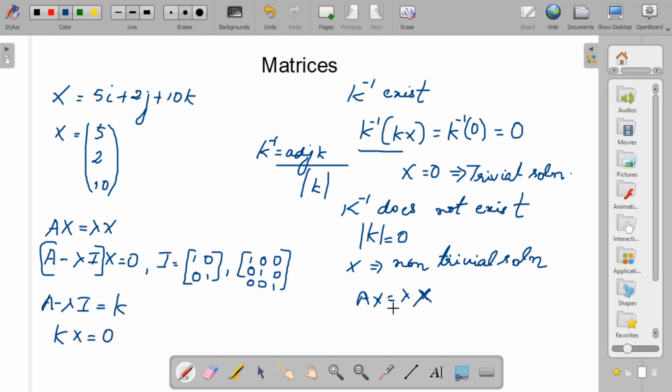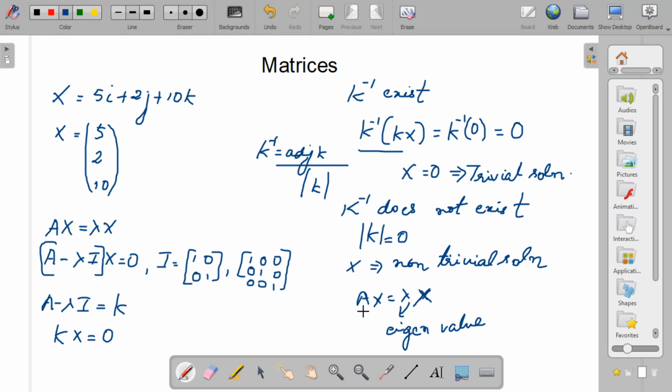What I said is, when we write an equation like this, if I have a vector x, and a matrix A operates on x and I get the solution as lambda times x, then if x has a non-zero or non-trivial solution, and if such an equation is satisfied, then the value of lambda for which this equation is satisfied, we can call that lambda the eigenvalue of the matrix A.